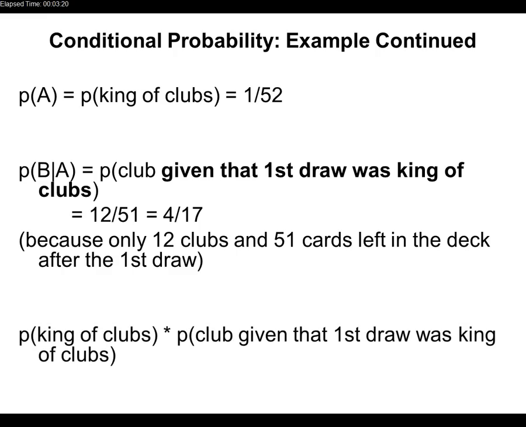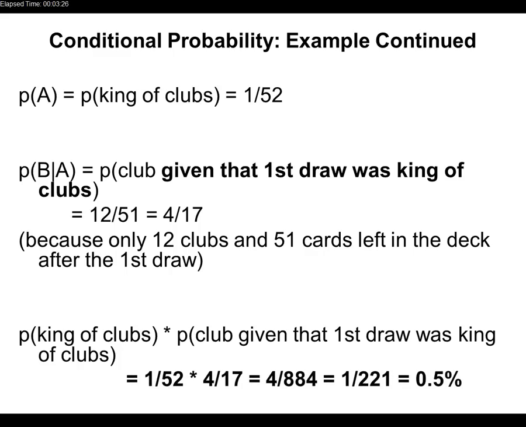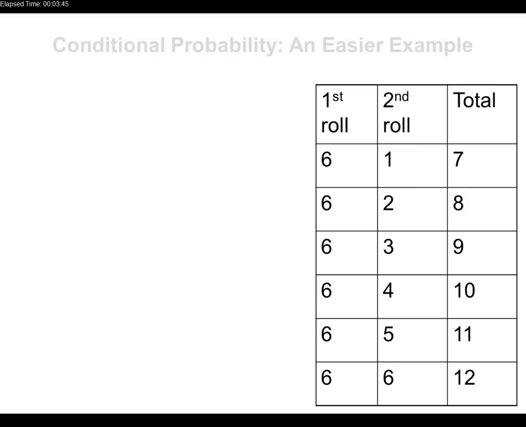And then the P(king of clubs) times the P(club, given that the first draw was a king of clubs). So here are the numbers. It's 1 divided by 52 times 4 divided by 17 equals 4 divided by 884 equals 1 divided by 221. So we have a 0.5% chance.